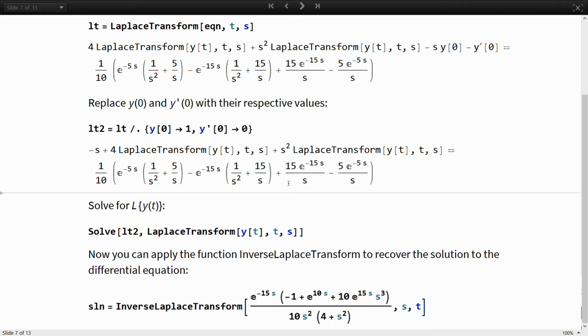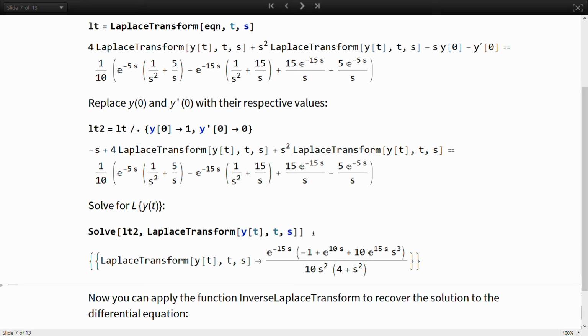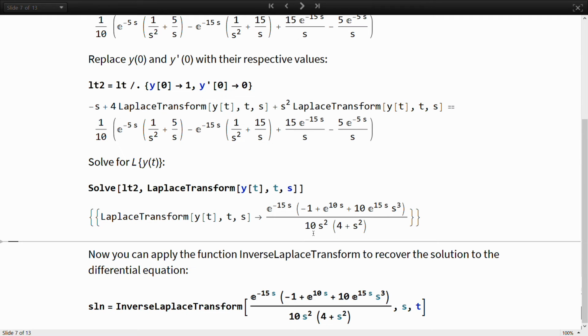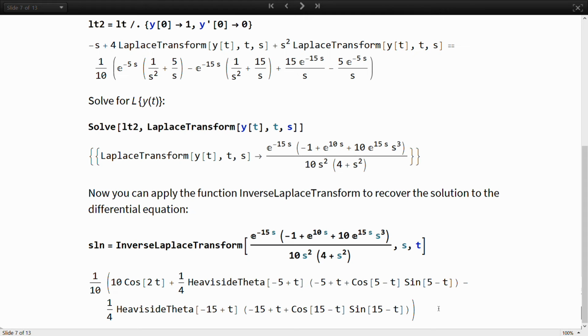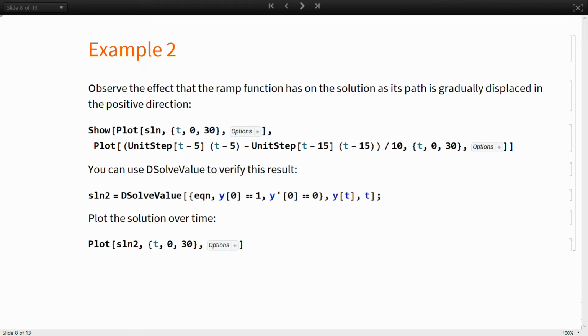We now have an expression involving the Laplace transform of the solution, which can be solved for that transform. With the Laplace transform of the solution obtained, we take the inverse Laplace transform to arrive at the solution of the initial value problem. We have obtained the solution to this initial value problem using the Laplace transform.